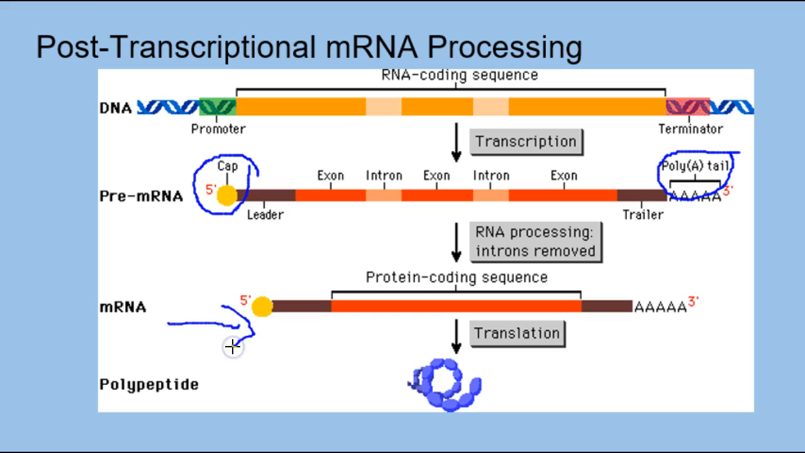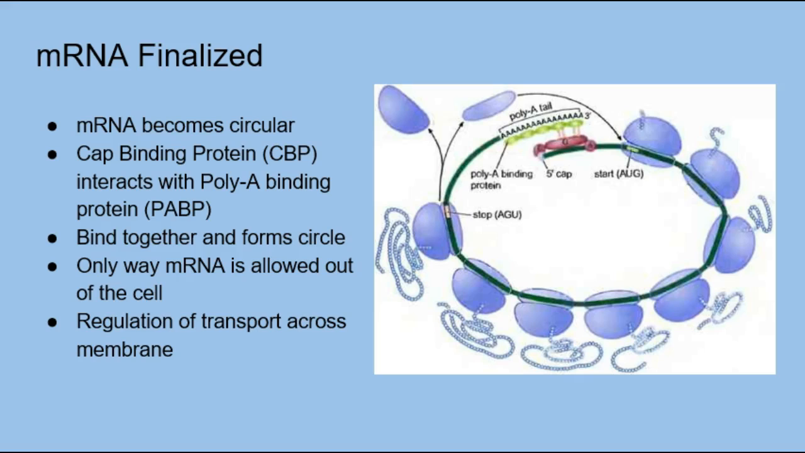So when mRNA is finalized, it becomes circular, like I said before, due to the different proteins. And this is the only way that mRNA is allowed out of the nucleus, which is a regulation factor. The photo on the right actually shows translation, but I think it shows good detail of the poly-A tail and the 5' cap and how those two bind together to make mRNA circular.